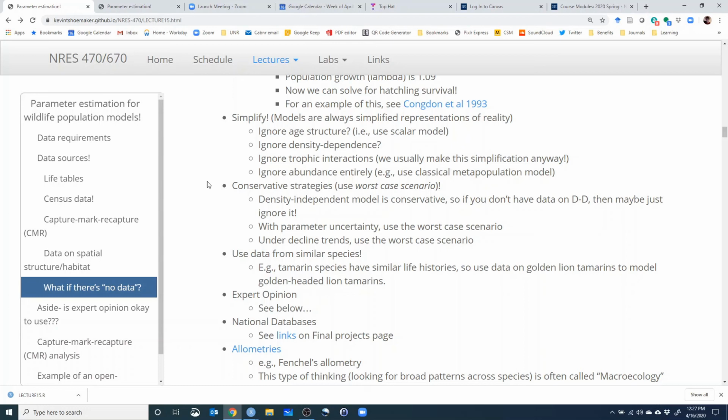Sometimes we don't have any information on density dependence, and I'll talk about that in the next little section on the conservative strategies that we could use, or the worst case scenarios.